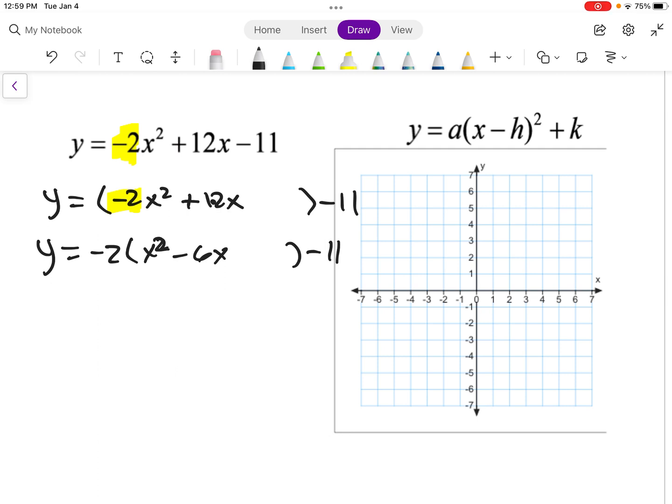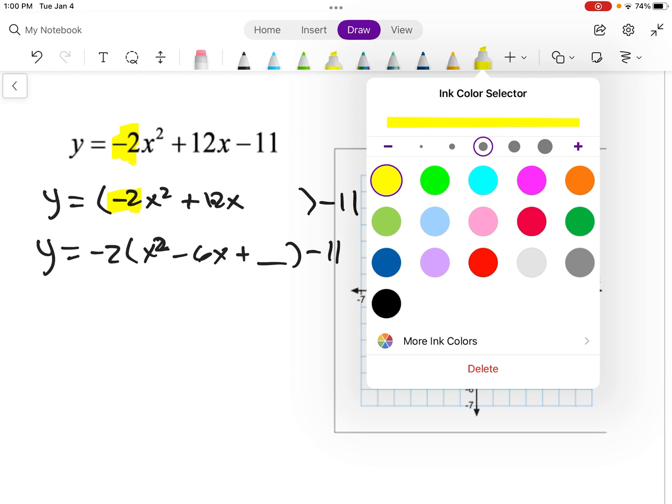Okay, now I'm down to here. Now I'm going to look at this inside part, and I'm going to complete the square. I'm going to do that step where I have to add the correct number there so that it will factor to be a perfect square. So I take the middle number. See if I can add another highlighter here that's a different color.